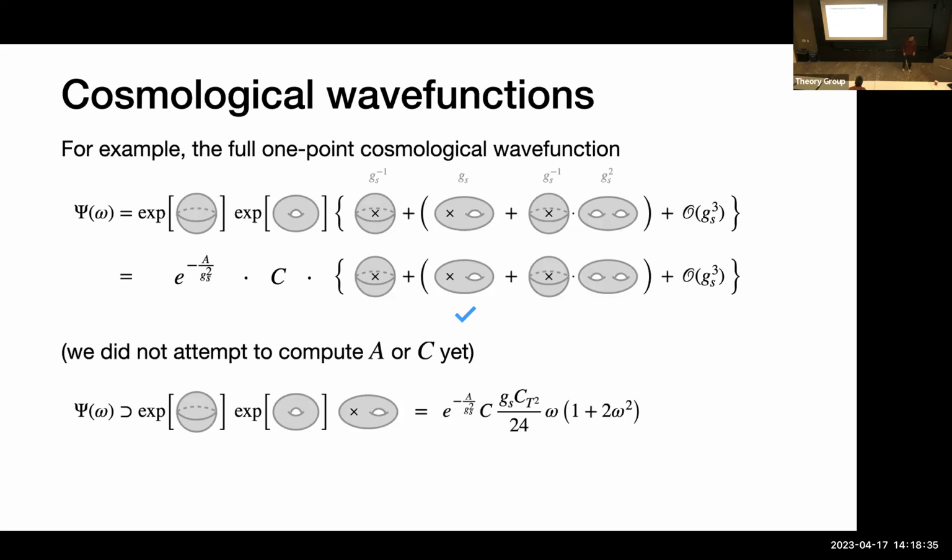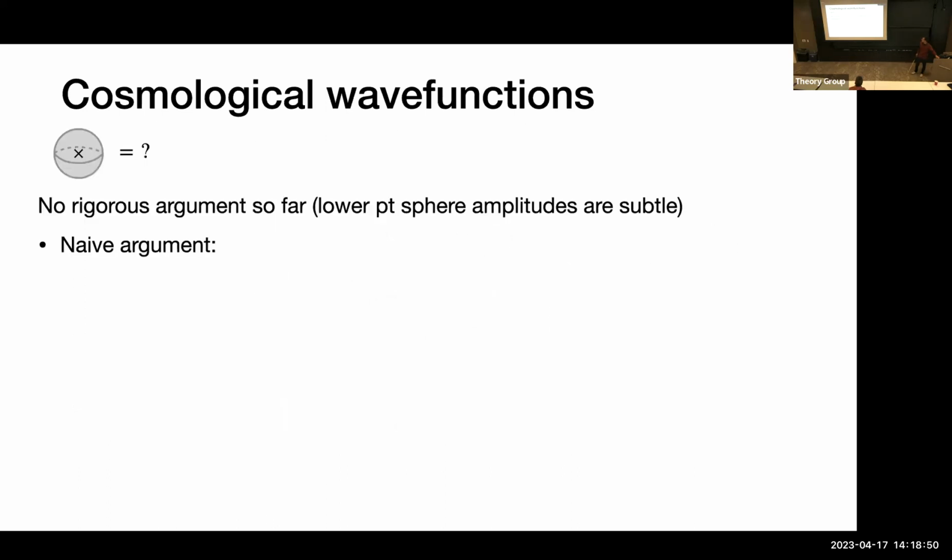this is the result. Now, you might wonder, okay, well, what about the leading one? So the leading one, the sphere 1-point. So if it were 0, then this would be the leading contribution. Okay. So what is the sphere 1-point?